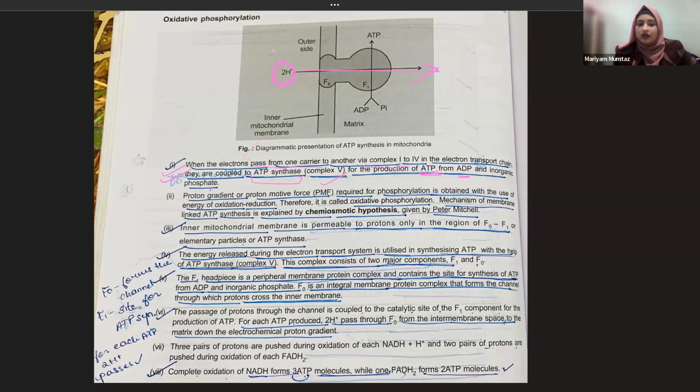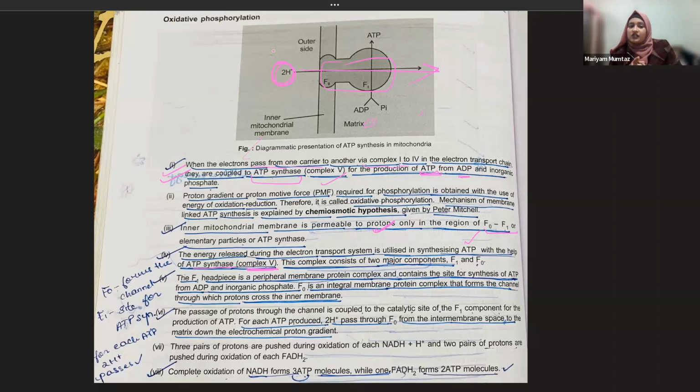Now, the inner mitochondrial membrane is permeable to protons, but only in the region of F0 to F1, right? This part. Here only it is permeable to protons. Now, the energy released during the ETS is utilized in synthesizing the ATP with the help of ATP synthase, that is the complex 5. As I told you, the ultimate goal is to create ATP so that energy is created.